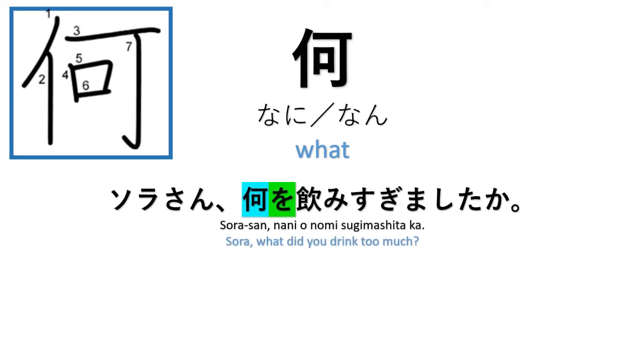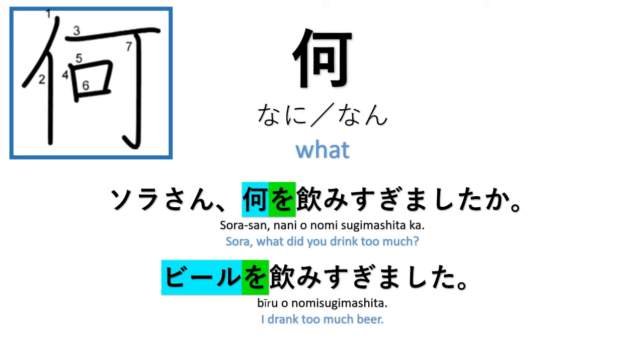Another. Sora-san, nani o nomisugimashita ka? Sora, what did you drink too much? Biiru nomisugimashita. I drank too much beer. So here, nani is in the position of the direct object.